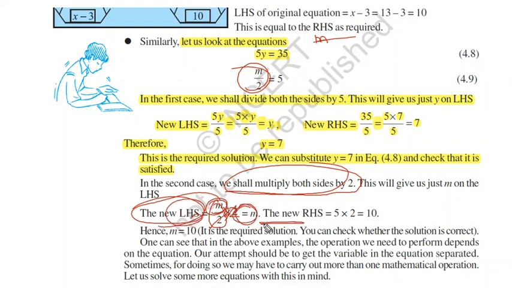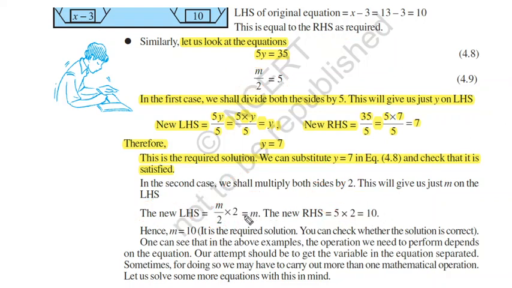Then what will be the new RHS? First thing you see, what is RHS? 5. Now the new RHS will be 5 as you are multiplying by 2, 5 into 2, which is equal to 10. Now you can see in the LHS there is m, in the RHS there is 10. Therefore you can write, therefore m equal to 10.